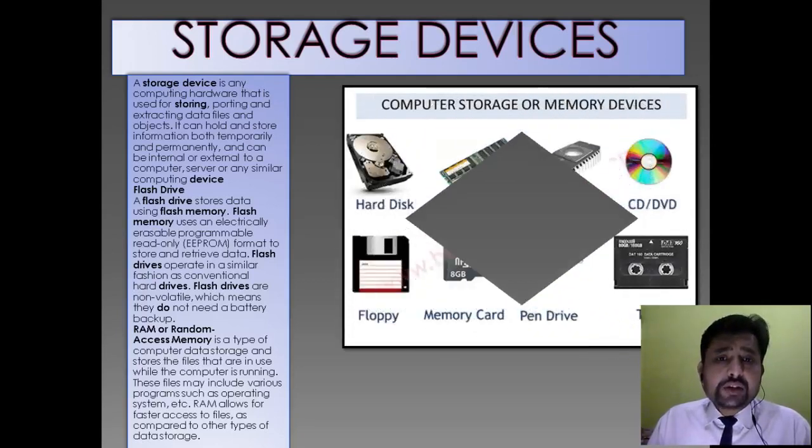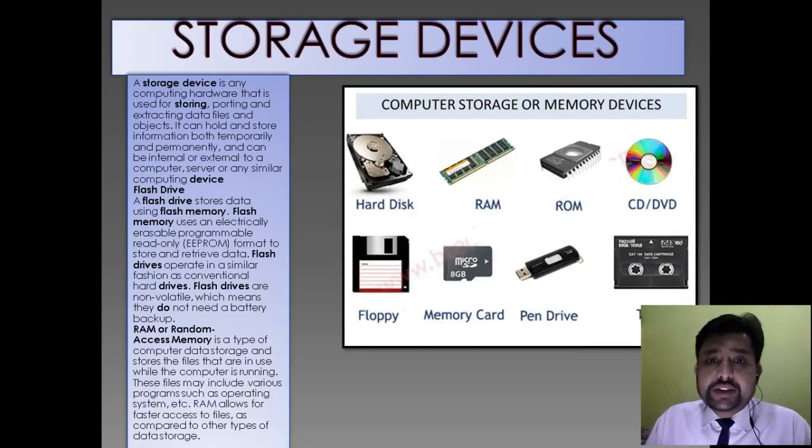So you can see a few pictures of the storage memory devices. A few names are hard disk, RAM, ROM, CD or DVD, floppy, memory card, pen drive. These are the storage devices. You can see all the memory devices. So I will take some examples, like the pen drive, which you can also call a flash drive.